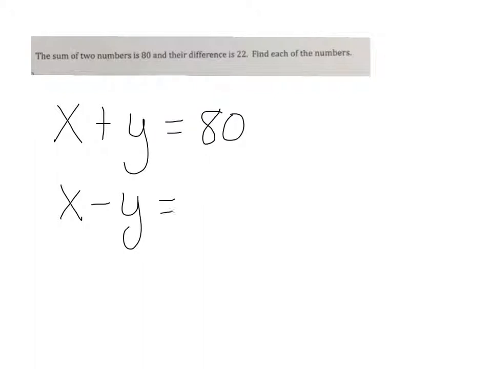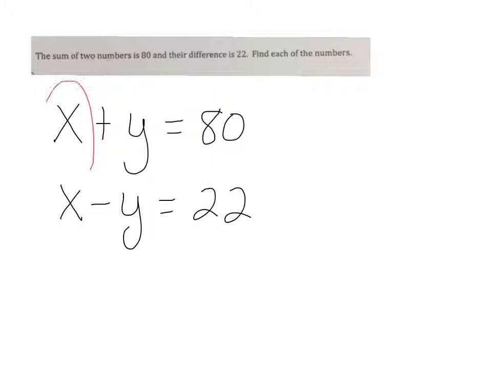All right, this word problem says the sum of two numbers is 80, and their difference is 22. Find the numbers. So when it says the sum of two numbers, they're saying x plus y equals what? 80. And the difference, x minus y, is 22. Okay? Now if you look, this is set up perfectly for me to eliminate the what? The y's. So I'm going to eliminate the y's.